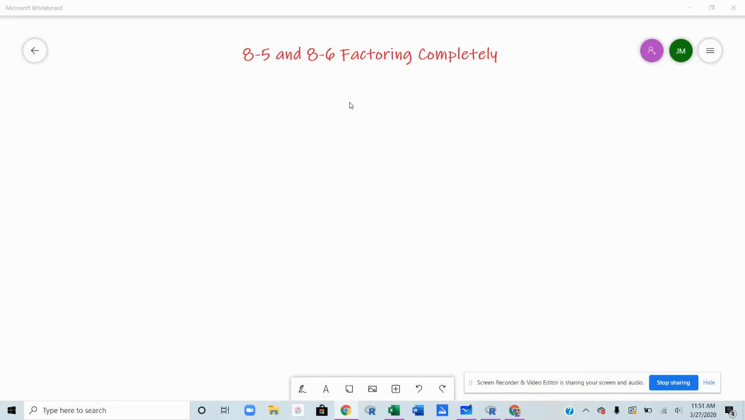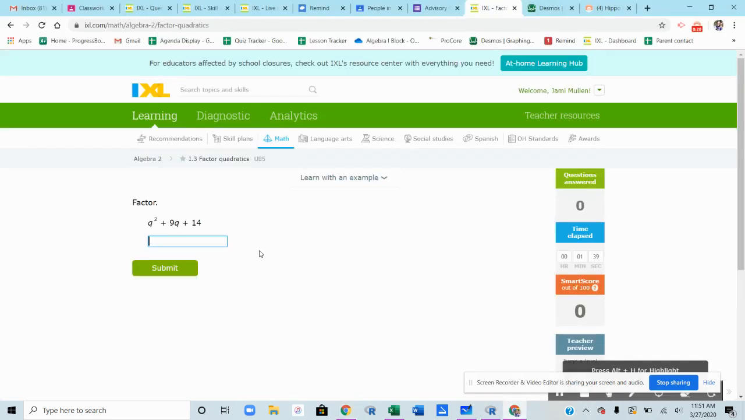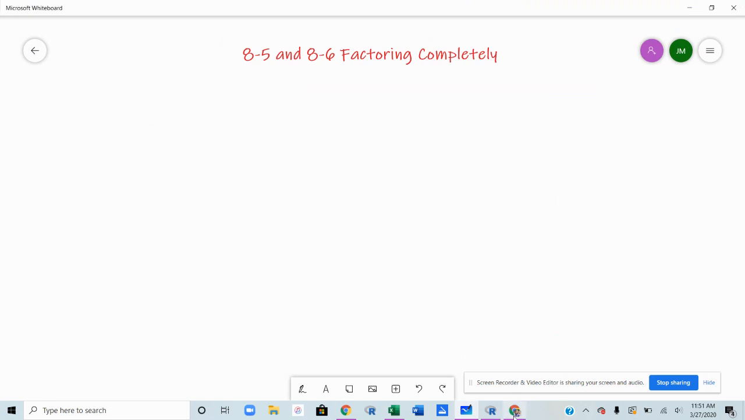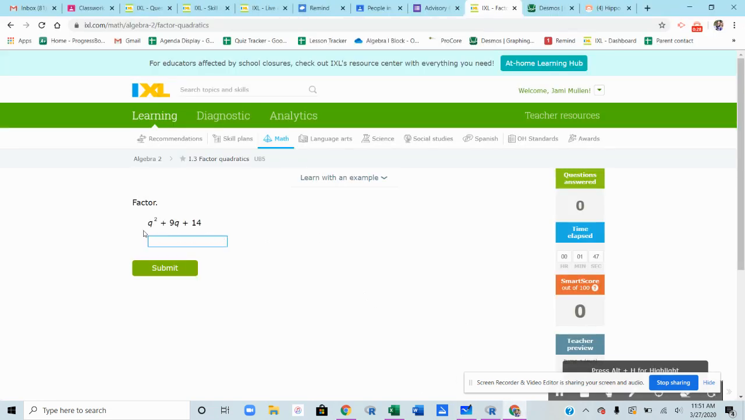Now in your next one, we are going to use your 8.5 and your 8.6 notes to help you remember how to factor completely. We're going to focus on trinomials with these, and we're going to focus on the largest exponent being a squared. So first, this is the IXL, I'm going to go through a couple of problems just from here. We'll do them on our board here, but I'll just show you the IXL questions.